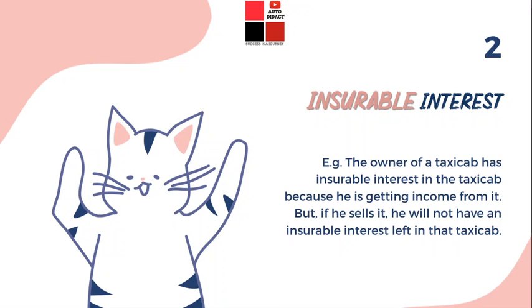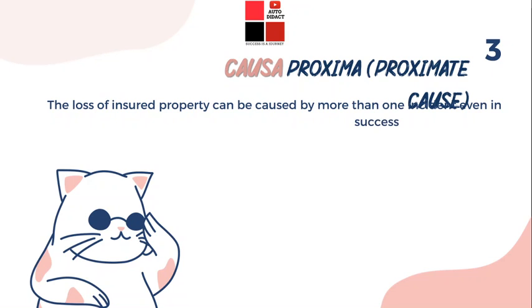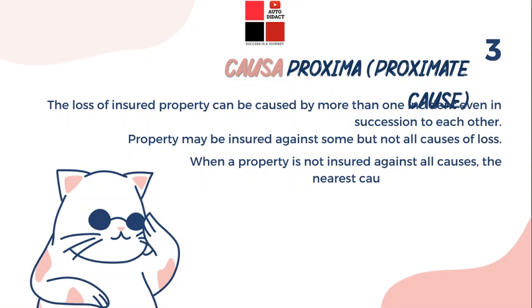The principle of proximate cause means when a loss is caused by more than one cause, the proximate, or the nearest or the closest cause should be taken into consideration to decide the liability of the insurer. The principle states that to find out whether the insurer is liable for the loss or not, the proximate, closest, and not the remote, farthest, must be looked into.